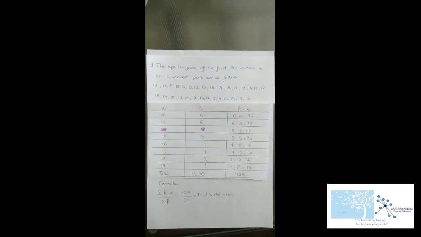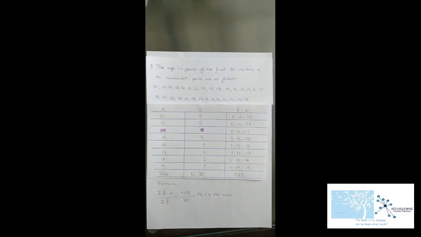To calculate the mean, we need a formula: the sum of all data divided by the total number of individuals. 425 divided by 30 results in 14.16, that is the average.